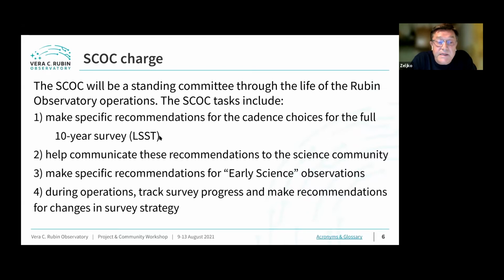And then, as I said, during operations, we will carefully track survey progress. If we see that we can improve performance, we will make recommendations for changes in survey strategy. The survey strategy parameters will be managed. We don't have details yet about how we will manage these in operations, but it will be carefully managed so that we know exactly what strategy we were using at what time as LSST progresses.